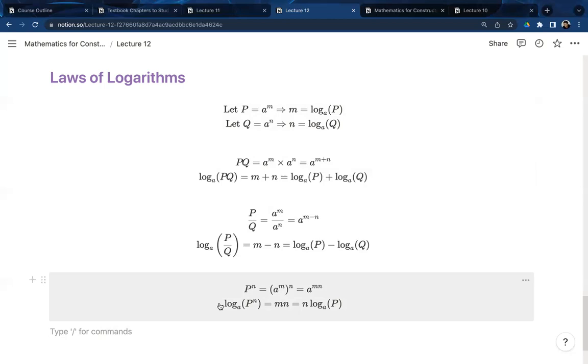So this is normally used to simplify questions, and we could do some examples with that now.